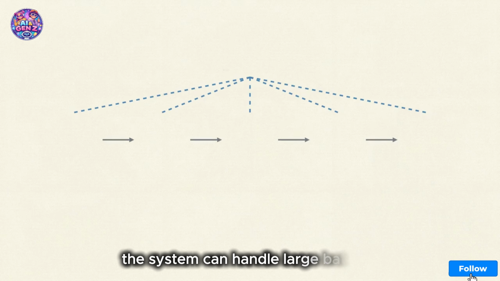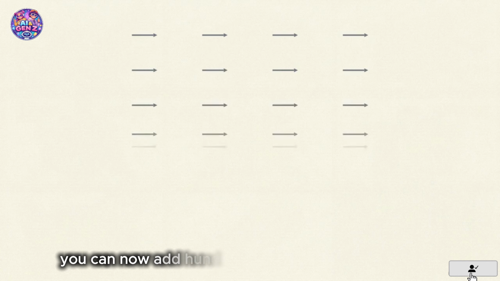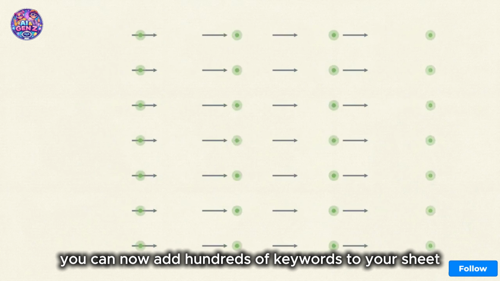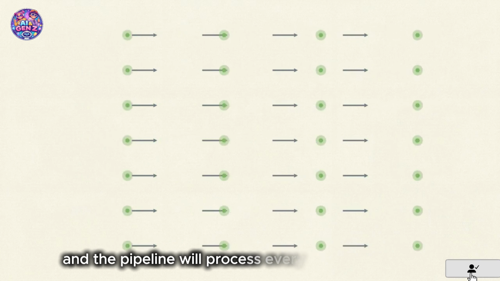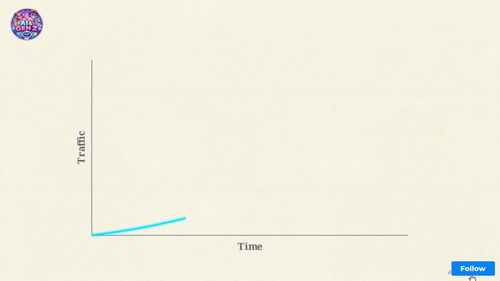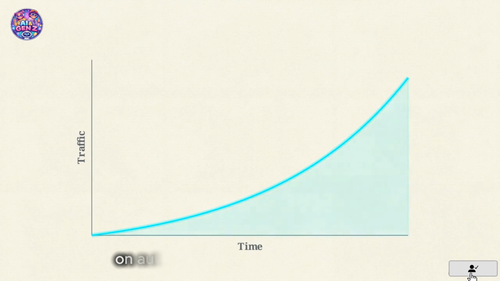This successful run proved the system can handle large batches. You can now add hundreds of keywords to your sheet, and the pipeline will process every entry in the queue. This workflow allows for the steady scaling of website traffic on autopilot.